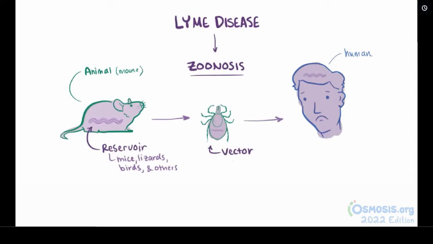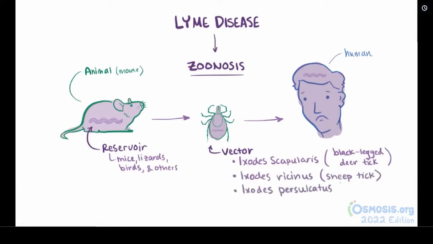Depending on the region, there are different vectors. For example, in the northeastern US, it's spread via Ixodes scapularis, commonly known as the black-legged deer tick. But other types of Ixodes ticks transmit Lyme borrelia in western North America and Eurasia, like the sheep tick, the taiga tick, and the western black-legged tick.